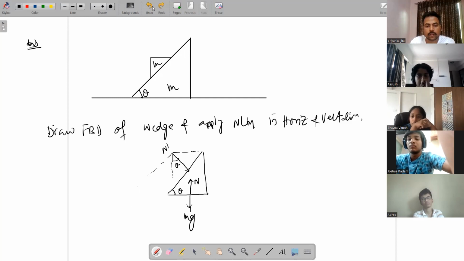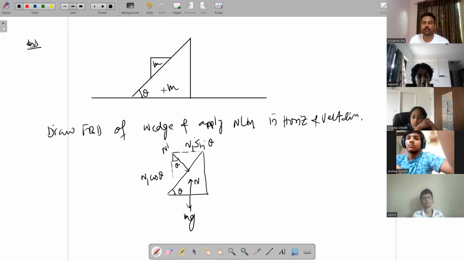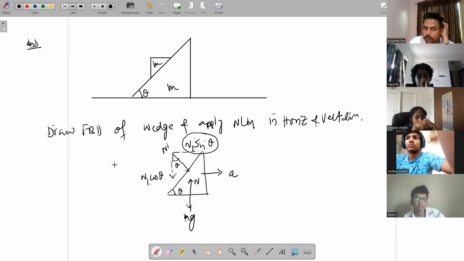So this normal will have two components, N1 sin theta and N1 cos theta. Now you can see that this block can move only horizontally. So this force N1 cos theta is directed downward. So N1 cos theta plus mg will be balanced by N. And there will be this component, so that will give the motion towards the right. Because of this, the wedge will have motion towards the right. So suppose this wedge has acceleration A towards the right.